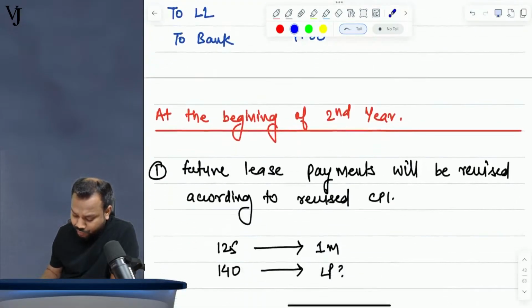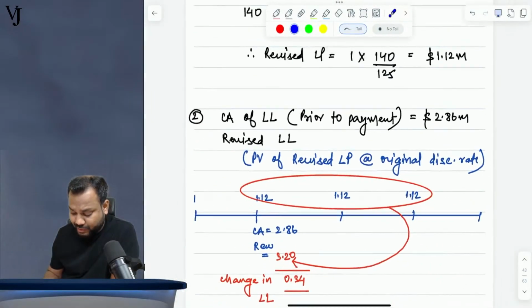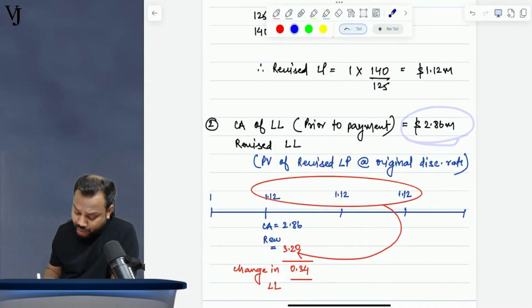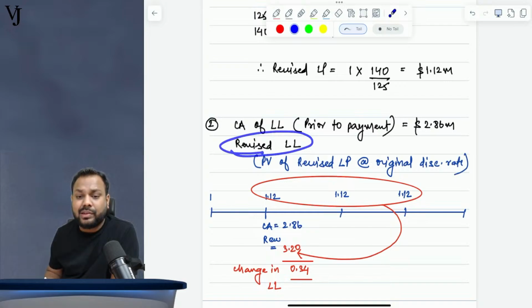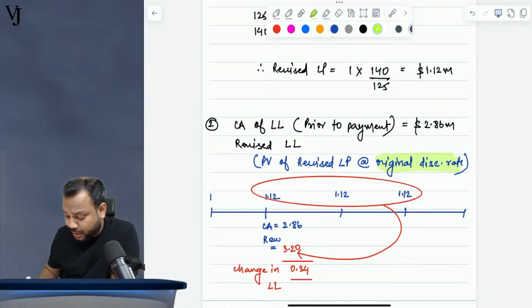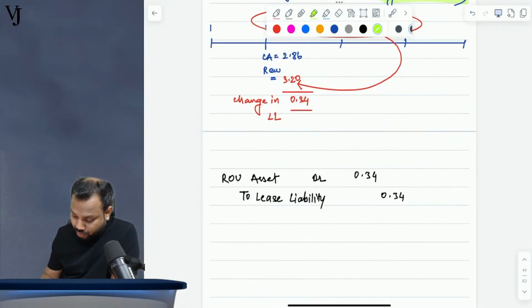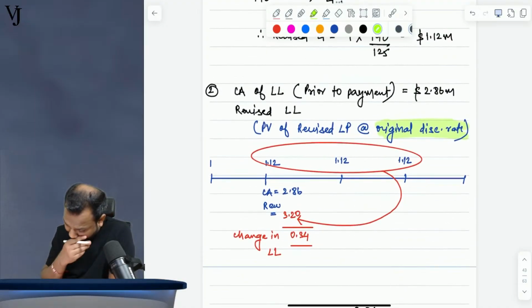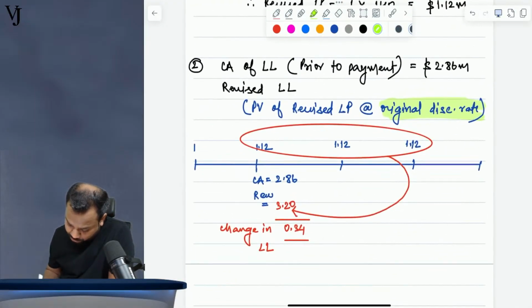Now, first of all, it is happening at the beginning of the second year. So first we need to find the carrying amount of lease liability at the beginning of the second year. Now we need to find out the revised lease liability, considering the present value of the revised lease payments at the original discount rate. Which happens to be how much? 3.20.